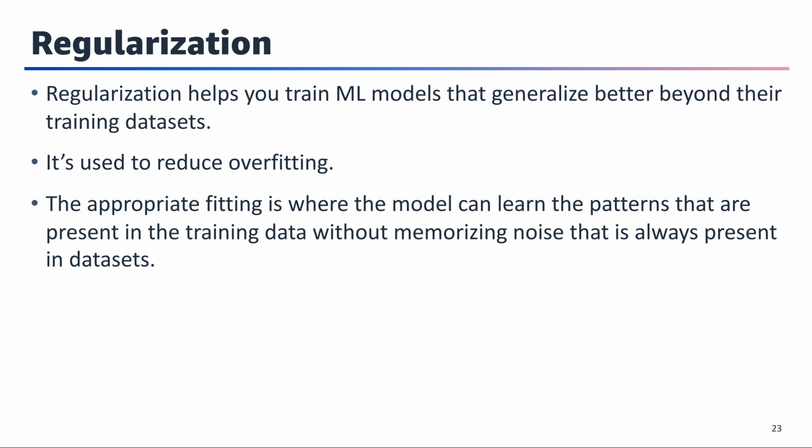Neural networks are prone to overfitting. Adding more layers and increasing the number of neurons in the layers can lead to overfitting faster. Regularization helps you train ML models that generalize better beyond their training datasets. It is used to reduce overfitting. The appropriate fitting is where the model can learn the patterns that are present in the training data without memorizing noise that is always present in datasets.